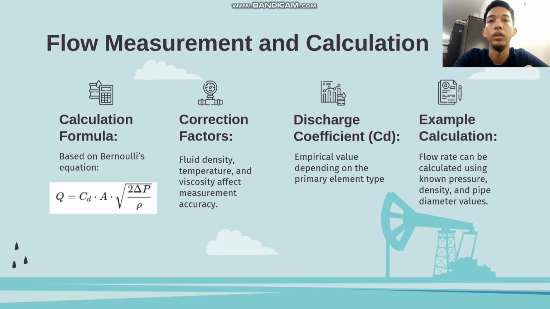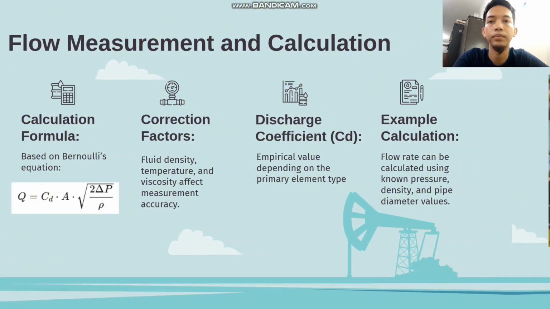Another important part is the discharge coefficient or CD. This is an empirical value that changes depending on the type of primary element used, like an orifice plate or venturi tube. Using this value, we can calculate the flow rate by plugging the known pressure difference, fluid density, and pipe diameter into the formula. These processes help to ensure that the flow measurement is as accurate as possible.